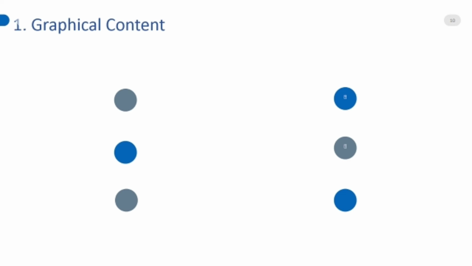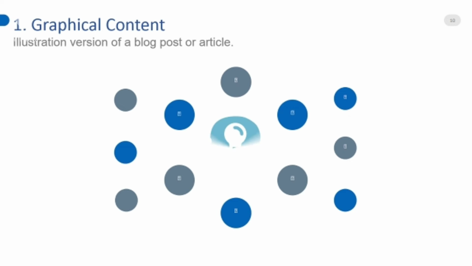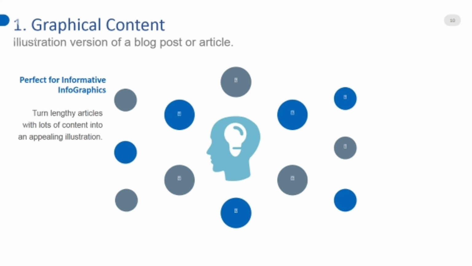So the first style is called the graphic content. This is pretty simple, but it's an illustration version of a blog post or article. And this is perfect for informative infographics. You can basically turn lengthy articles with lots of content into an appealing illustration. So like I said earlier, a picture is worth 1,000 words, or even in this case, it could be worth 10, 20, 30, 40 words.